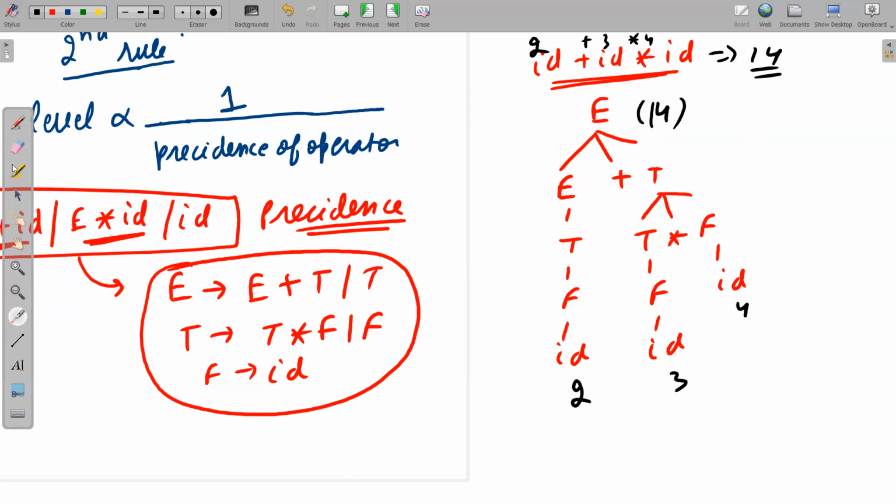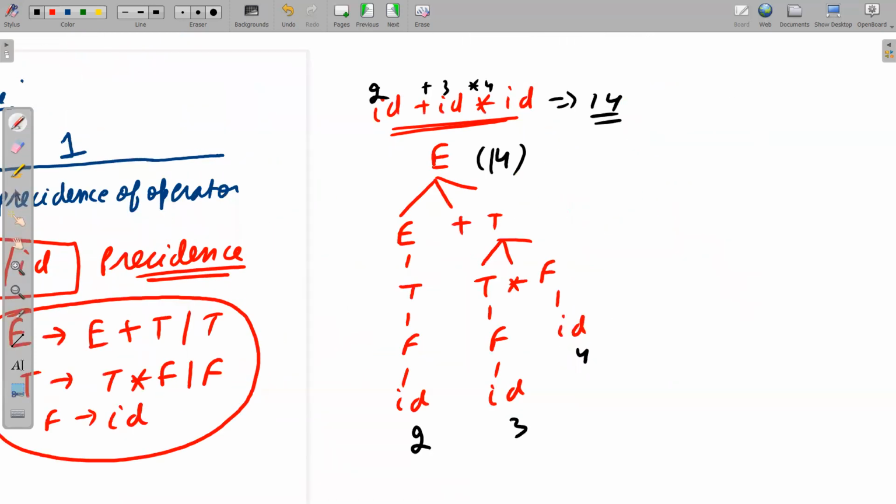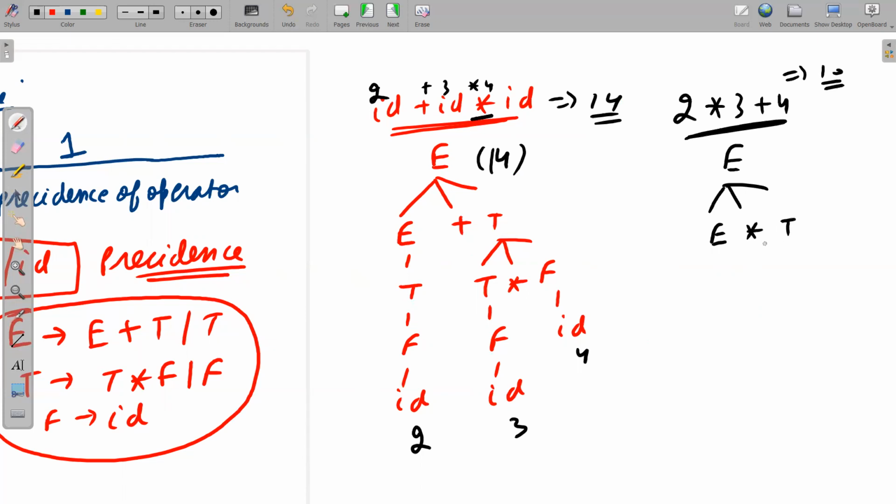Now you just reverse it. Let me give you another string: 2 star 3 plus 4. The answer should be 10. Again, see here: no doubt we have both operators plus and star, and here star is before plus, but because star has more precedence, star will be solved first. So this grammar will guarantee that. I will say E goes to E star T, sorry, E plus T.